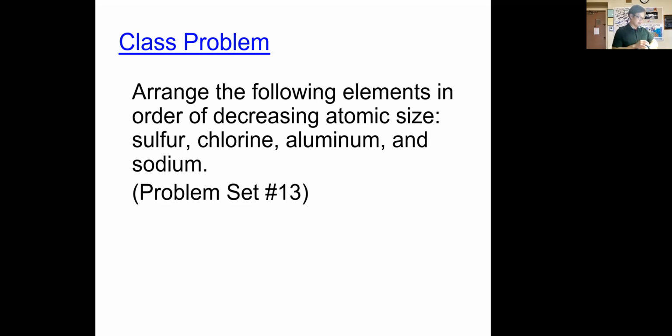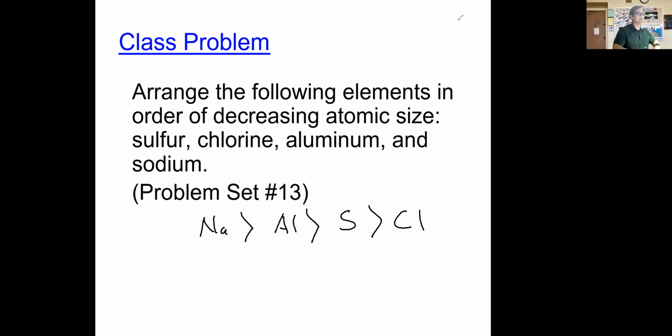Okay, let's go ahead and do this. If you notice, aluminum and these are all appearing in the same period. These are period 3 elements. And so you just have to put them in order, from largest to smallest. You can just put them in order from left to right as they appear. So the one furthest to the left is sodium. Sodium is going to be the largest of these atoms. Aluminum comes next, and so that's put there. Sulfur, and then chlorine is furthest to the right, and therefore it will be the smallest.